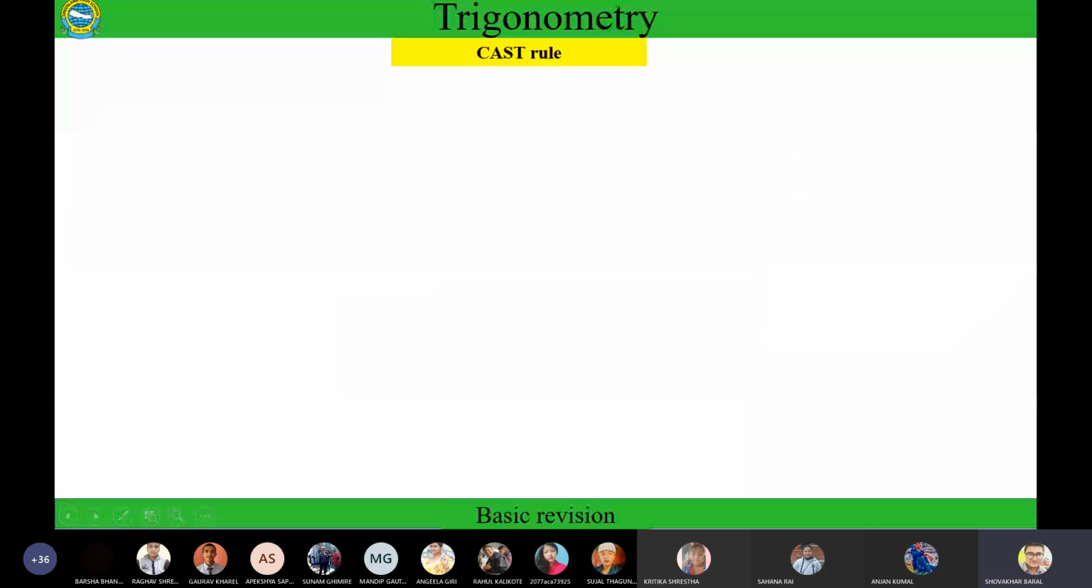Cast rule. How many of you know about this cast rule? Okay, no one is willing to answer it. So let's discuss what cast rule is. This will also be used here.